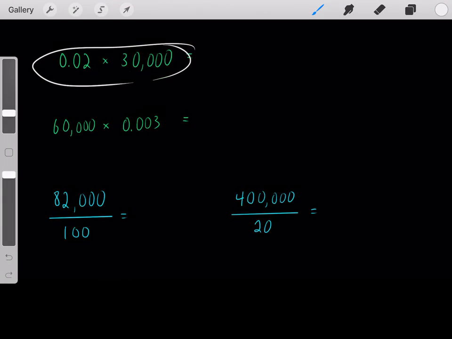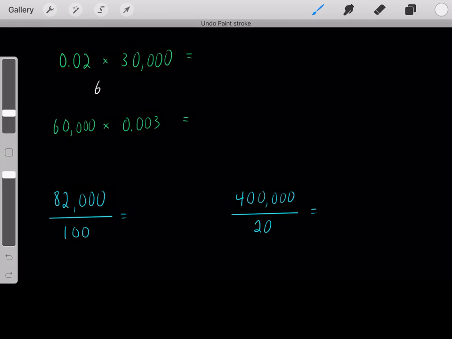So what about this? This may seem a little complex, but it's actually really straightforward. What I like to do is, first, instead of focusing on these magnitudes, I just focus on the 2 and the 3. And I multiply 2 by 3. So 2 multiplied by 3 is 6. 2 times 3 is 6. So that's the first thing I do.